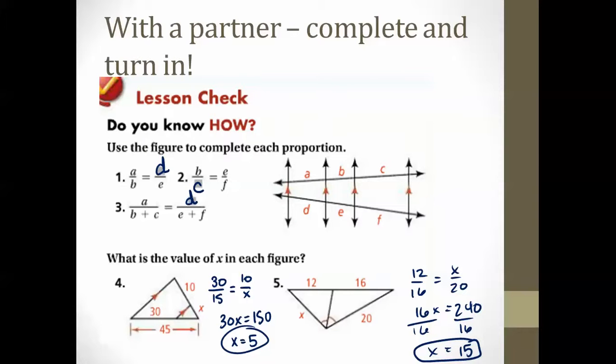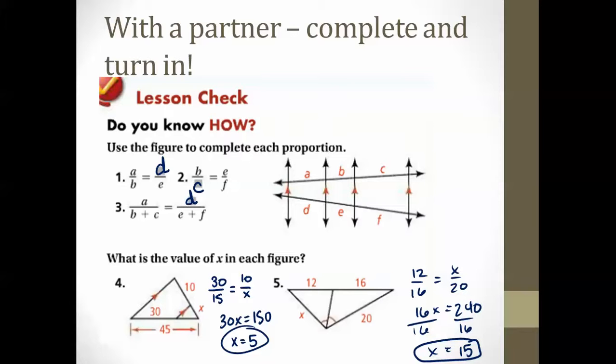Alright, so let's see how we're doing here. Number 1, it says a over b equals blank over e. That blank is going to be d. Number 2, b over c is equal to e over f. And then number 3, a over b plus c is equal to d over e plus f.